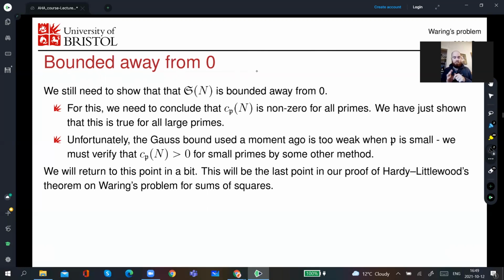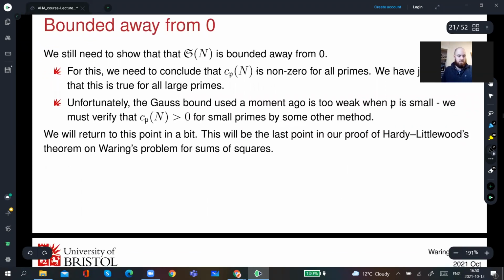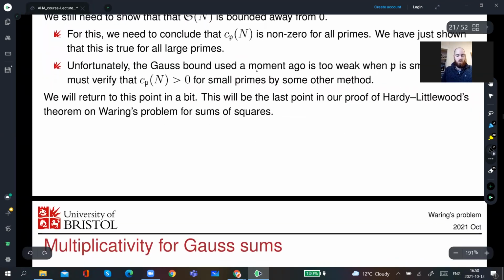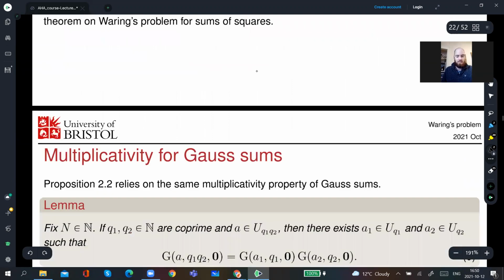And we only have to worry about that because of this Gauss bound. We only have to worry about that for small primes. We don't have to worry about that for big primes. It's only like 2 and a few others. Okay. And we'll show that C_p is greater than 0 for every prime. And then once we know that it's greater than 0 for every prime, it's in particular greater than 0 for the small ones. And all the big ones are close to 1, so that the whole singular series is bounded away from 0. And that's done uniformly in terms of n. We'll come back to that after we handle the multiplicativity.